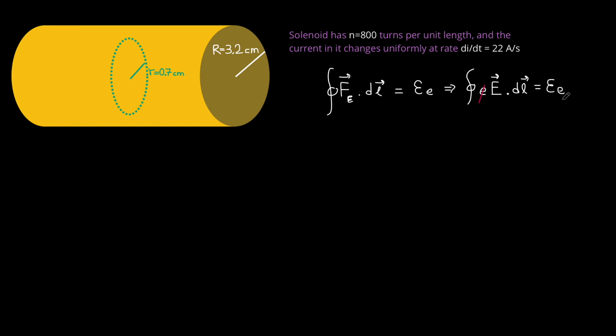Here we can see that the charge of the electron cancels in our formula, and the line integral of the electric field along the circular path is equal to the induced EMF. By Faraday's law, the magnitude of the induced EMF is equal to the absolute value of the time rate of change of the magnetic flux within that loop. So let's combine these two equations.